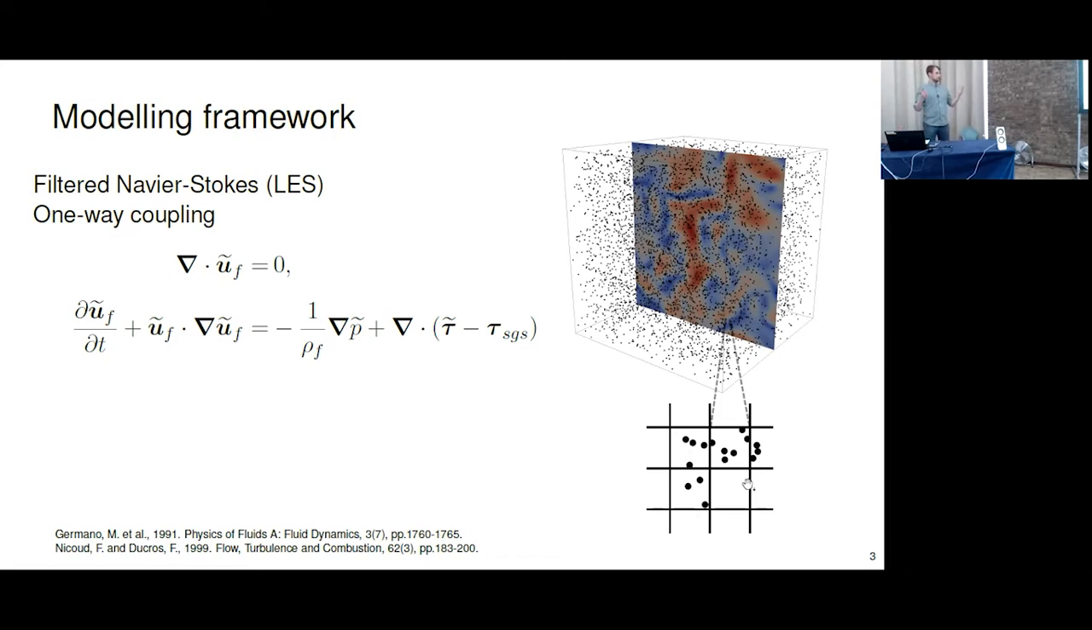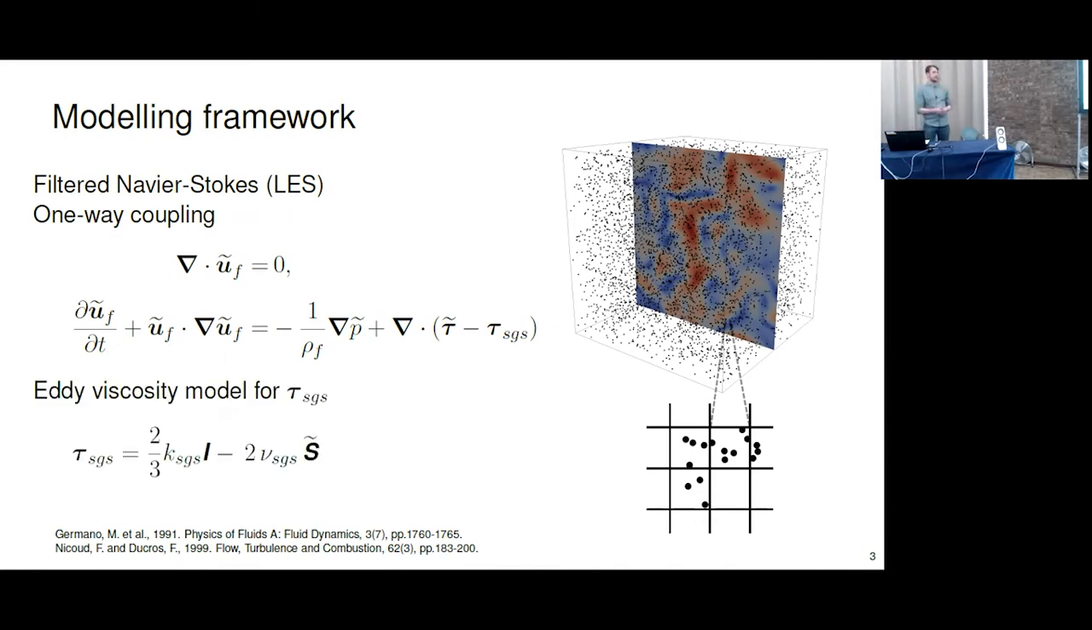And so this is essentially just a large eddy simulation where the fluid is governed by the mass conservation, which is just the divergence of the filtered velocity field, UF tilde. And then we have the conservation equation with time derivative convective term balanced by the pressure gradient plus the divergence of the resolved viscous stresses minus the subgrid stresses. And so the subgrid stresses are unknown. We need to account for these.